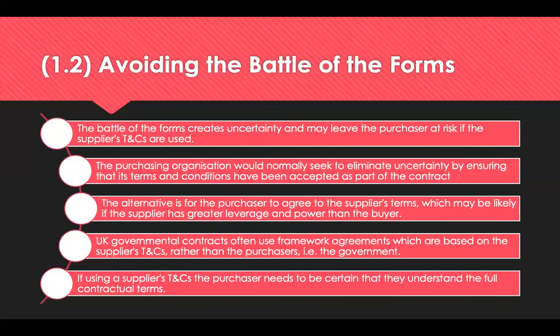So this uncertainty should be avoided because the doubt of whose terms and conditions are in place leaves both parties exposed to significant risk. And from a purchaser's perspective, the easiest solution is to ensure that suppliers are signed up to their terms, which will override any other terms and conditions that may be referred to. The difficulty with this, of course, is if the supplier has greater power and leverage than the purchaser, in which case they may insist on their terms being used, and the purchaser will have no choice but to accept.